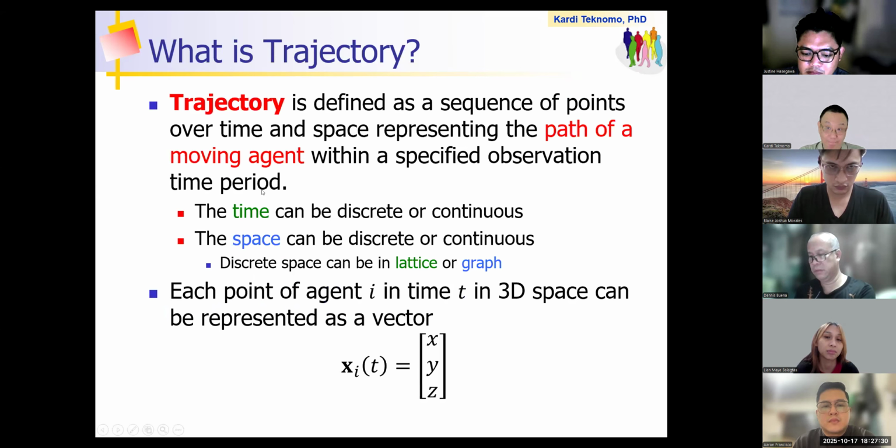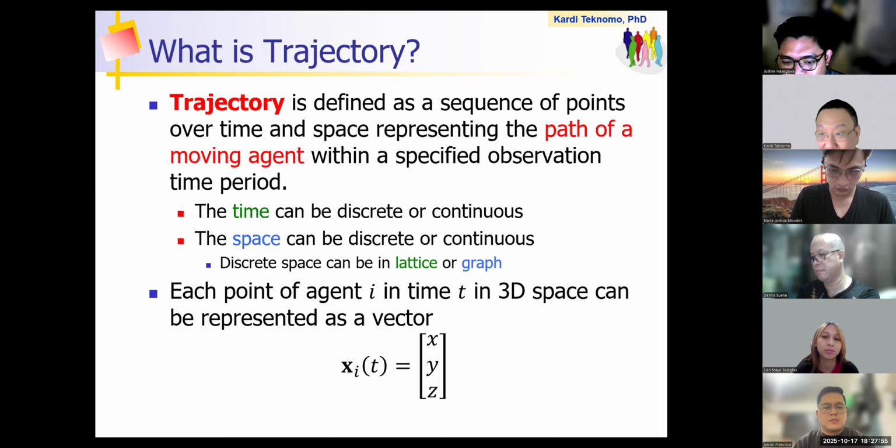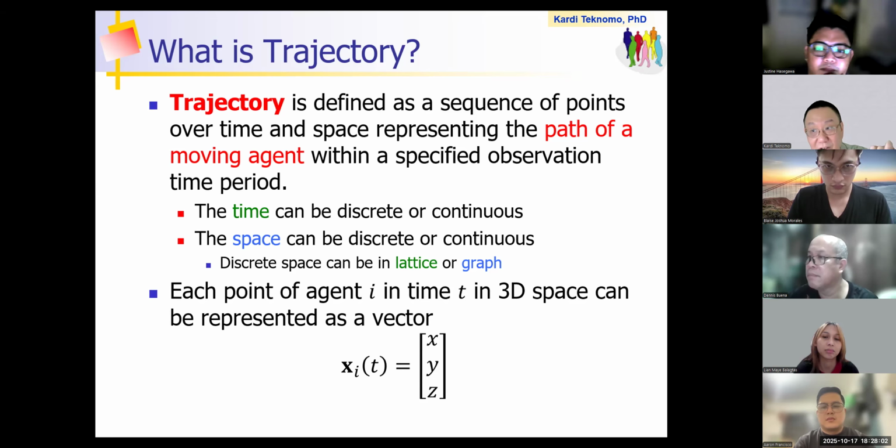So what is trajectory? Trajectory is defined as a sequence of points over time and space. The term space here is not necessarily physical space. It can be feature space, meaning variables, any variable. So trajectory represents the path of a moving agent within a specified observation time period.